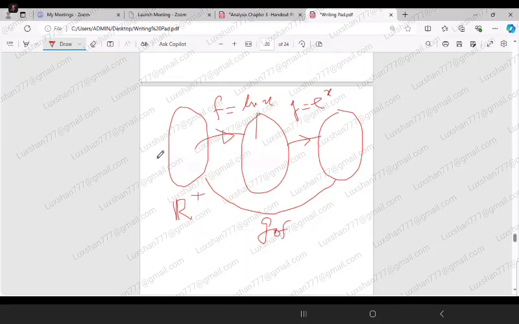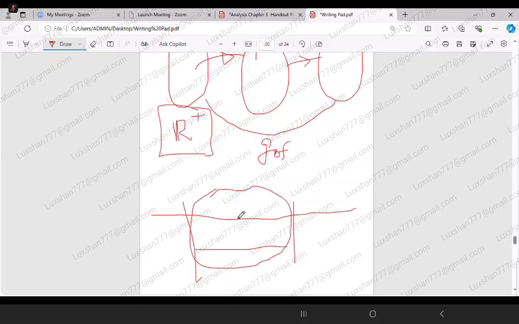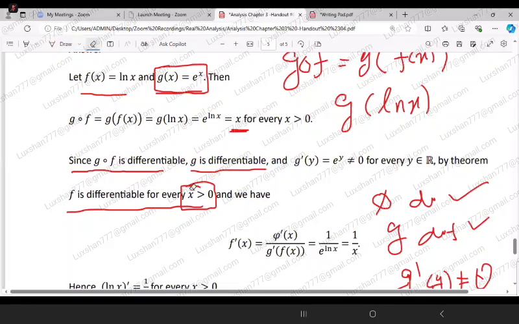Therefore, since this is R plus, the domain of this one also should be R plus. Therefore, you have to talk about the common domain. So one domain is this one. Then you have to take the least one. This is the common domain. So in this domain only, you can talk about all three functions. If one function has the higher domain and the other function has the smaller one, then you have to take the intersection of the domains. In that domain only, you can talk about that. That is why we are saying f is differentiable for every x greater than 0.